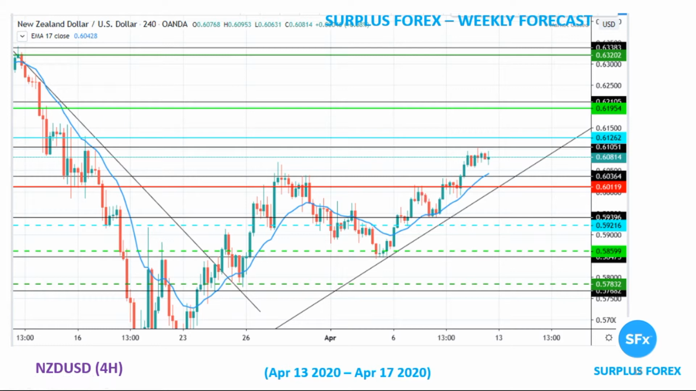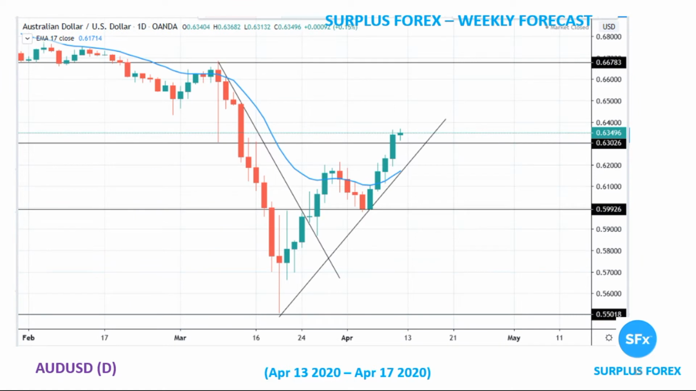Let's move ahead. On Aussie USD, we did gain quite a lot of pips last week as well. For the forthcoming week, I see that it'll rise further as it's crossed the uptrend line, it's crossed the EMA, and it's following the uptrend line on a daily time frame, currently sitting at 63.49.